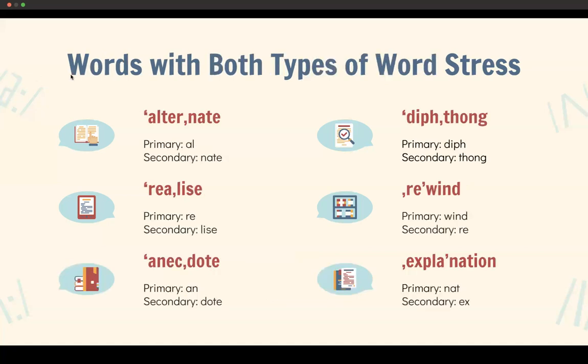Here are some examples of words with both types of word stress. Alternate, primary, all, secondary, net. Diphthong, primary, dip, secondary, thong. Realize, primary, secondary, lies. Rewind, primary, wind, secondary, re. Anecdote, primary, and secondary, dote. Explanation, primary, nage, secondary, x.